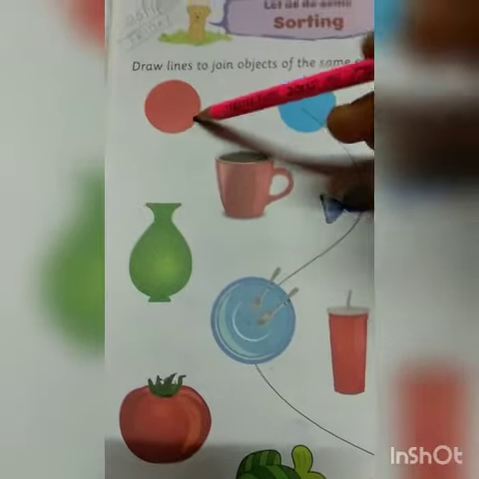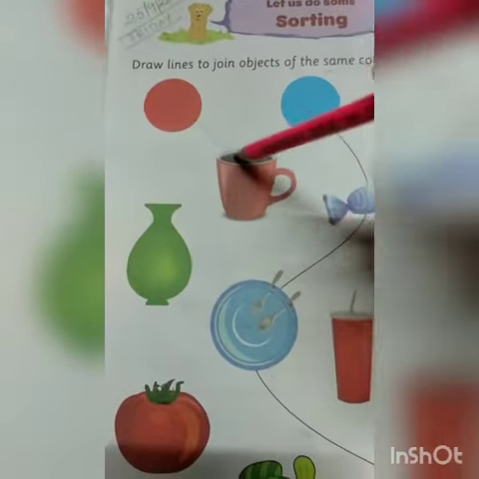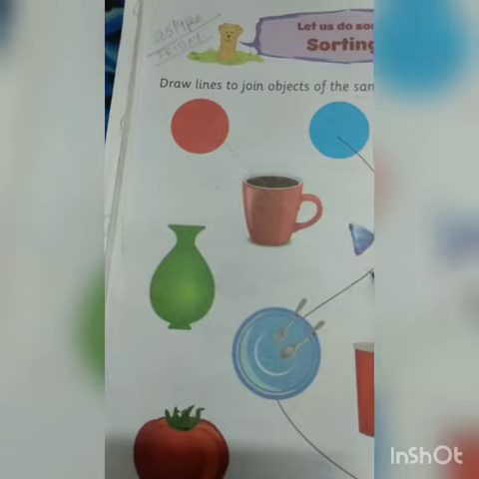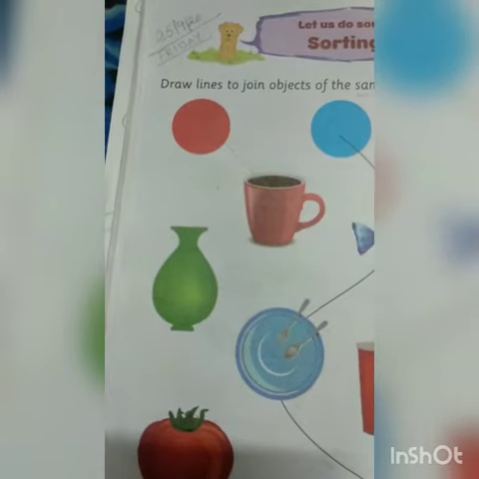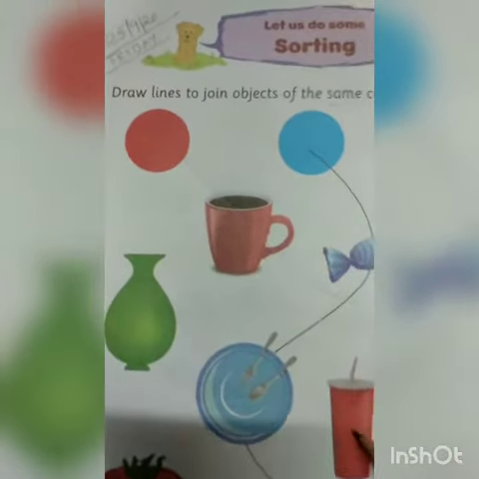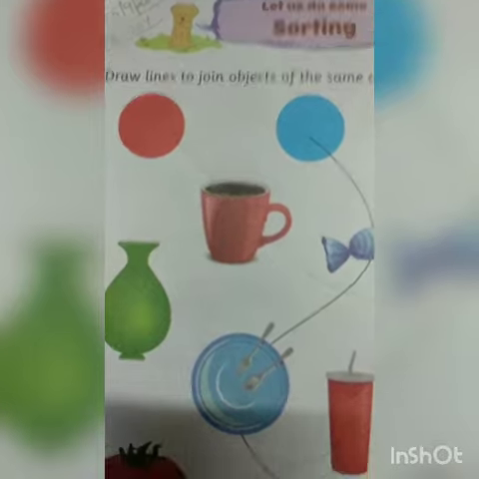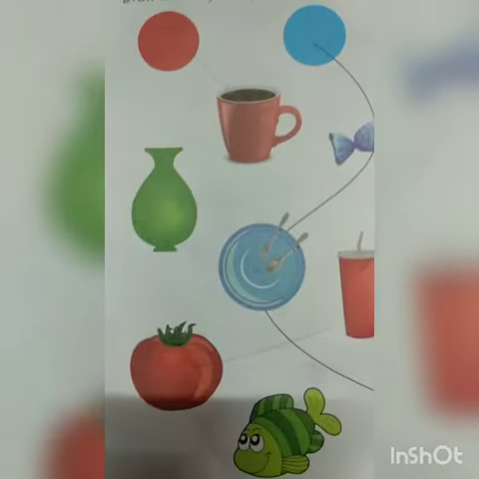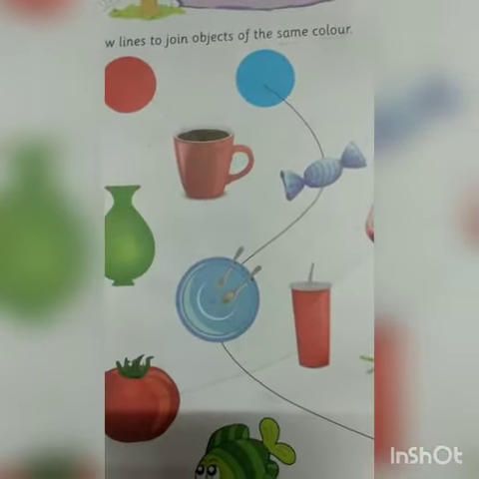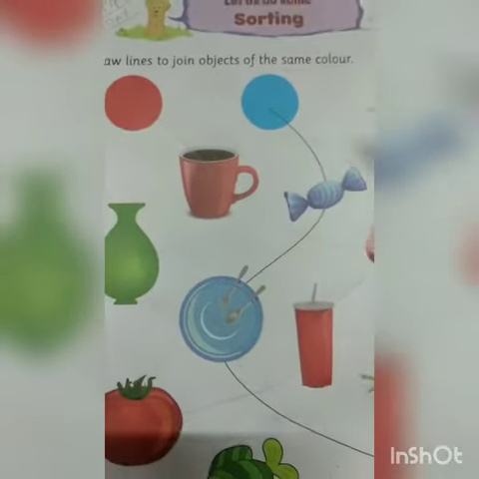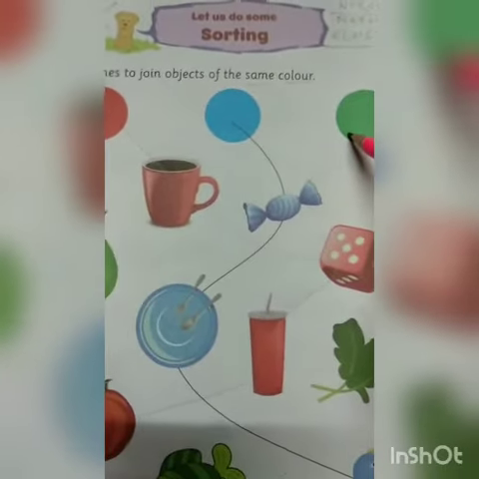So let us do. Let us start. So red, this is red, cup is here, dice is here, here is cold drink and here is red tomato. Okay, like this you have to do. Now this is green, so let us start.